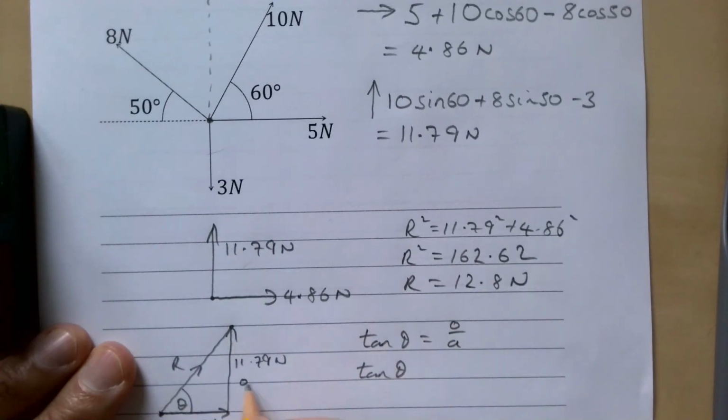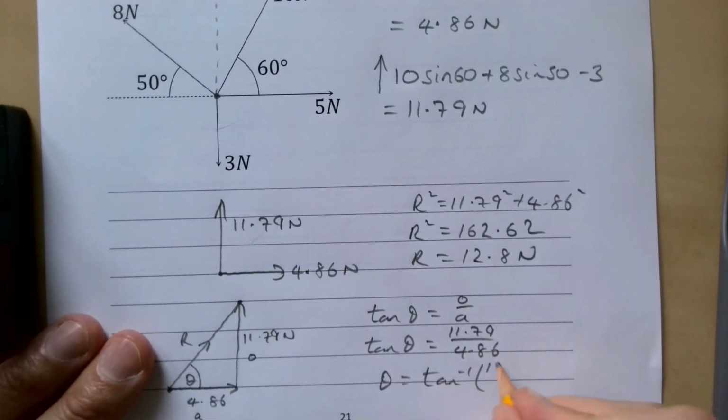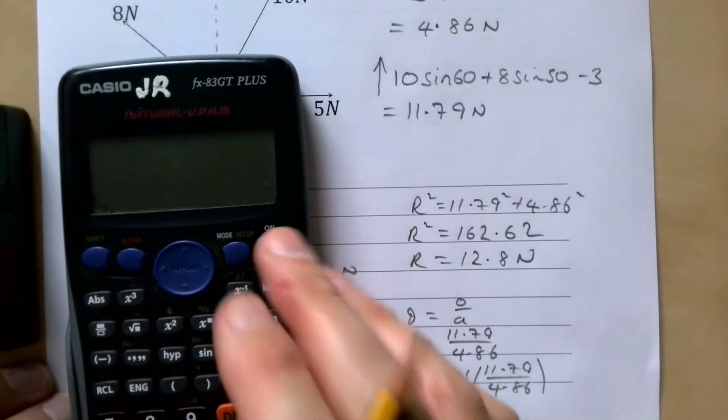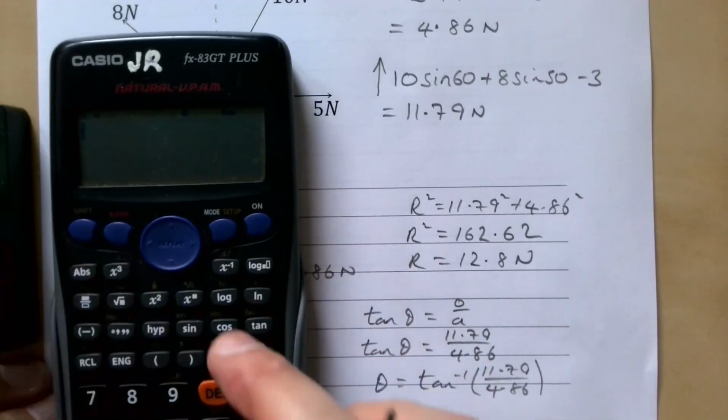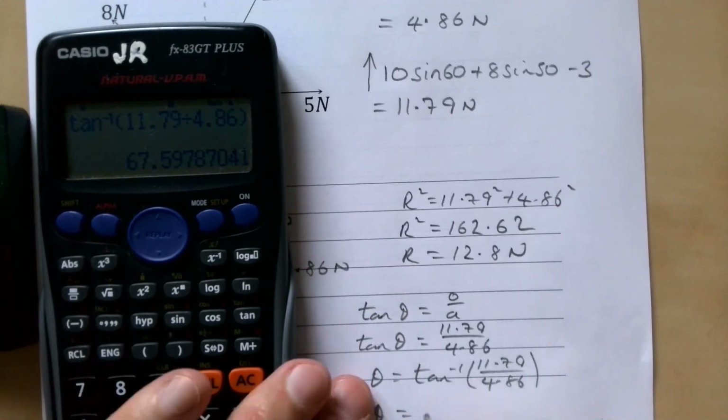Tan theta, because remember O and A, is 11.79 all over 4.86. Theta is tan to the minus 1 of 11.79 all over 4.86. That gives 67.6 degrees.